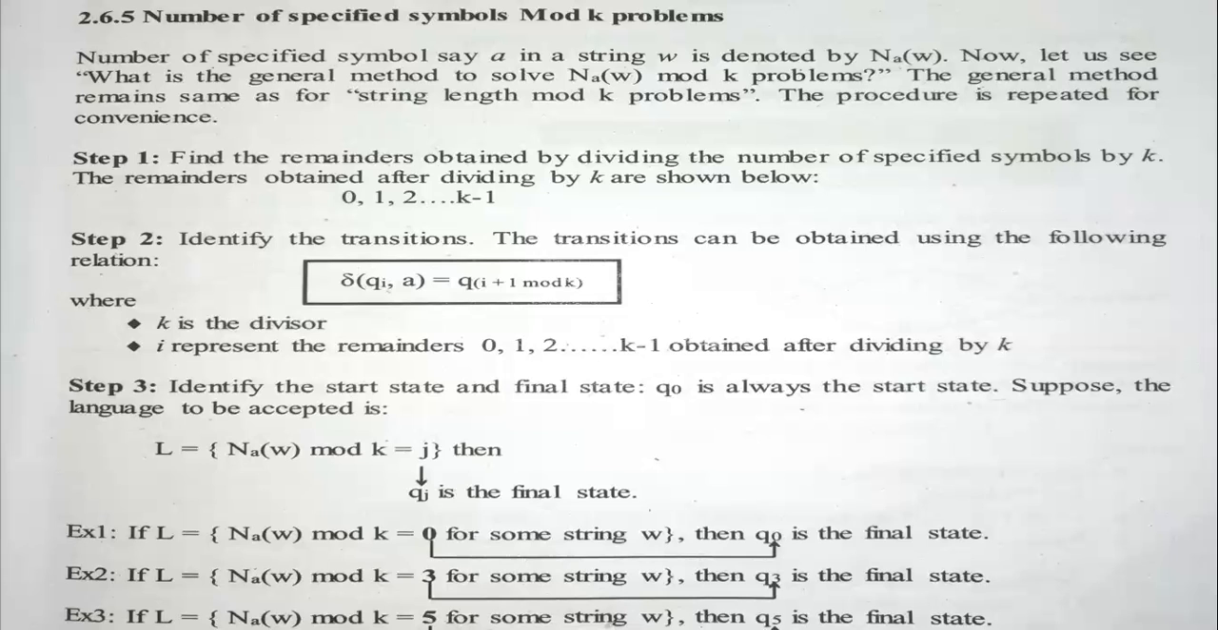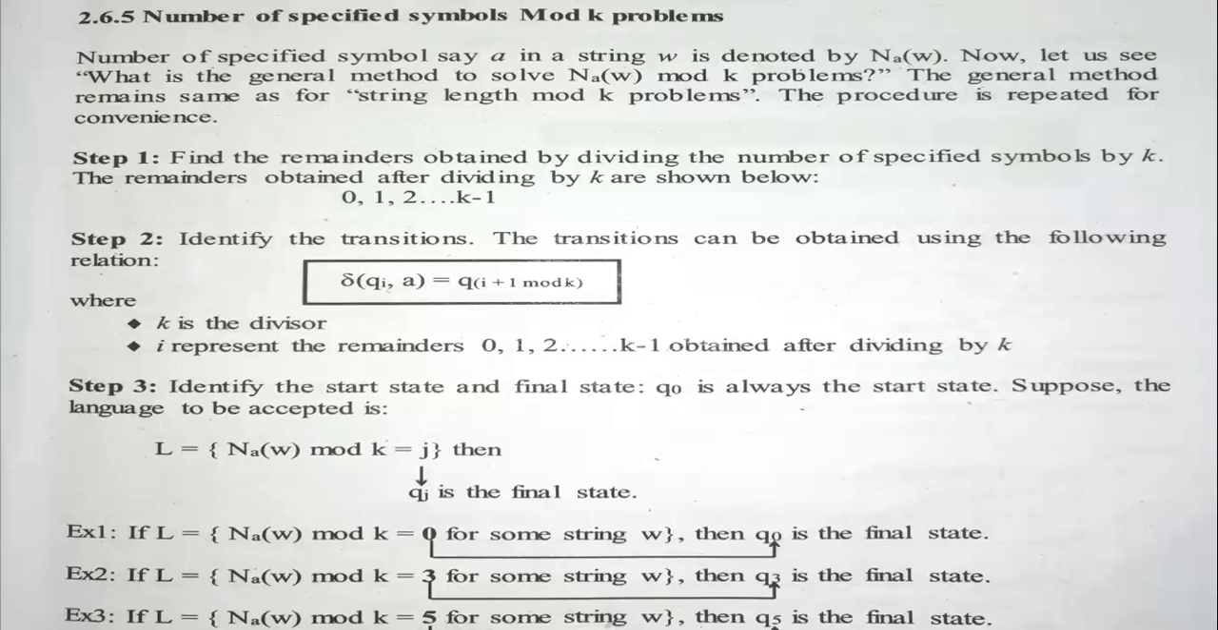The procedure and everything is the same as we discussed in the previous mod K problem variety. But we need to repeat some steps a number of times, according to our convenience. We need to simplify our problem and minimize the complexity. For that, we need to repeat a few steps a number of times. That's it. So we'll begin.